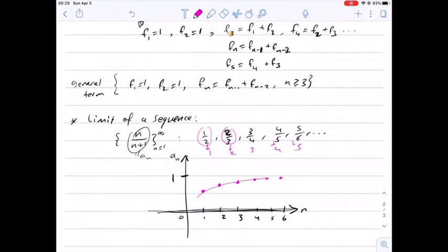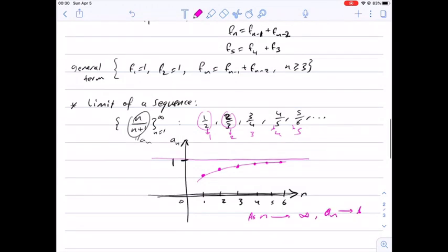As we can see, this sequence approaches some value, approaches 1. The height is 1. So this sequence approaches 1 as n goes to infinity.